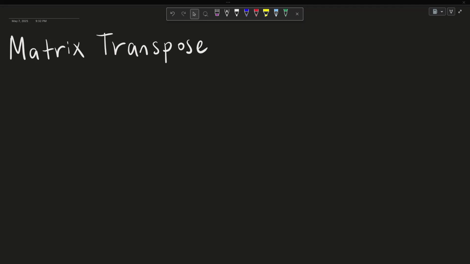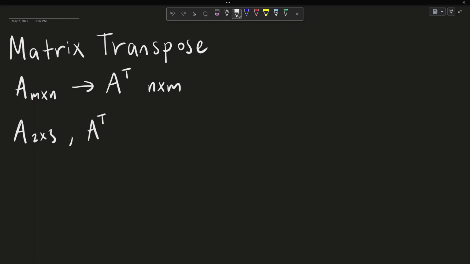Let's say, firstly, if we have a matrix A of dimension m by n, this would imply that A transpose has dimensions n by m. So if we take a matrix A with dimensions 2 by 3, A transpose has dimensions 3 by 2. So let's show an example of this.